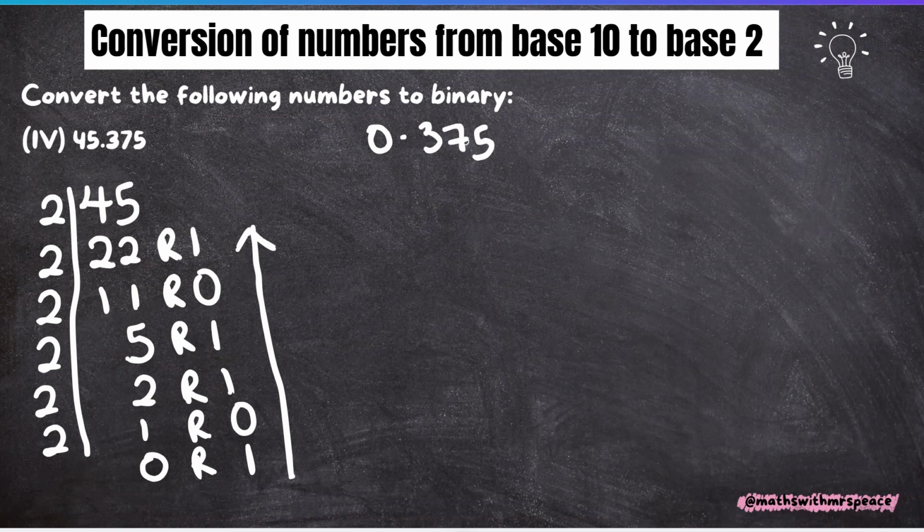So 0.375 multiplied by 2 will give us 0.75. It gives us 0.750, but 0 after a decimal point does not count. As long as there's no other number behind it, you can do well to remove the 0. So 0.75 and 0.750 mean the same thing. So I'm going to take 0.75.